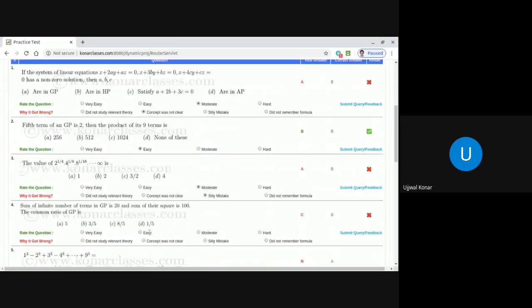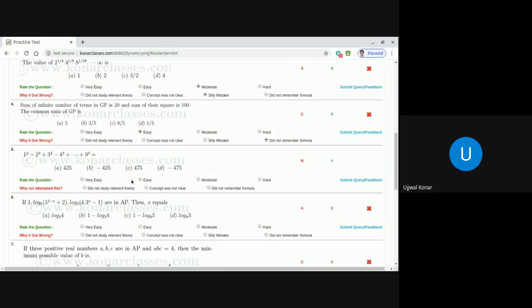Suppose it is moderate, silly mistake, question number 4 easy, and did not remember formula. Question number 5, it is hard and concept was not clear. Okay, sorry, here it is different. Question number 5, if you see, read the question, and if you recall, question number 5, we didn't attempt it. Then the question is why not attempted it? So we are answering that concept was not clear. Again, all these are getting recorded in the computer system.